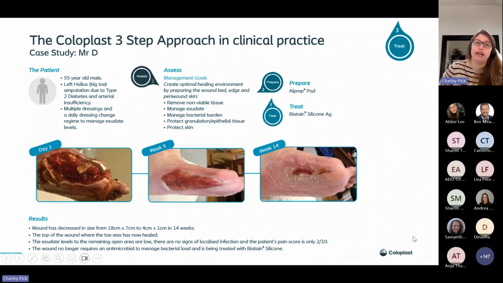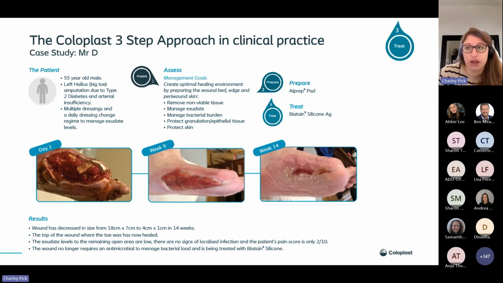Now, this is a clinical case study of Mr. D. He's a 55-year-old gentleman that had his left hallux, or his big toe, amputated due to his type 2 diabetes and arterial insufficiency. So there was a problem with his blood supply. Now, this gentleman, in day 1 of this image, they were reviewing whether to take this gentleman back for further amputation. So he would have lost most of his foot at this point if they had gone back to theatre and continued amputation. There was, as you can see, lots of exudate, and they were struggling to manage that along with infection with this patient.